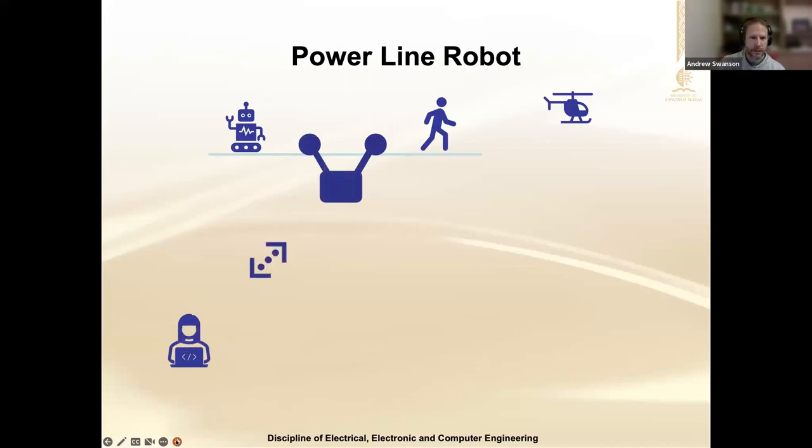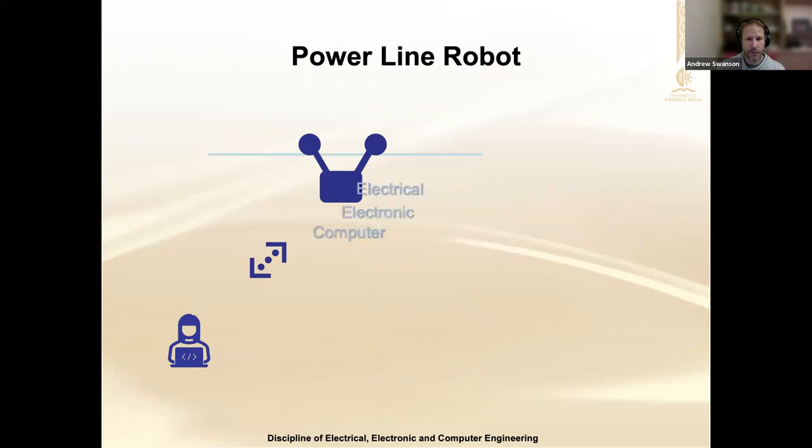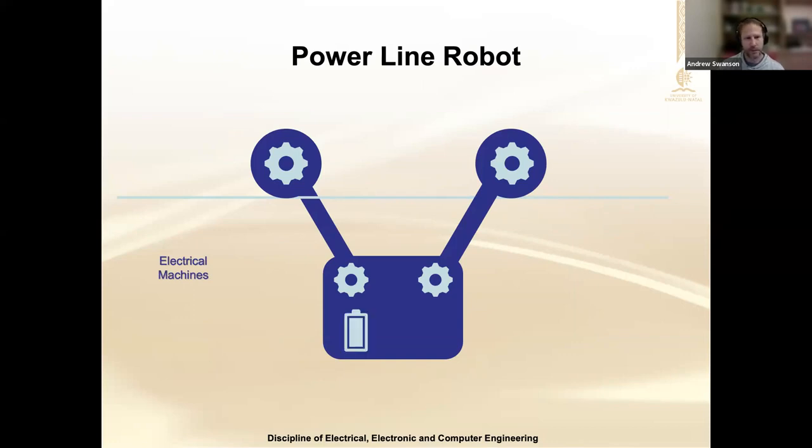It communicates to our operator at ground level using some sort of connection. Right, and electrical, electronic, and computer engineering all fit into this robot. So let's break it down a little bit more. In our robot, it rolls along the lines. It needs electric machines, electric motors to actually move along the line. So that's the first thing. This is electrical engineering. We need electric machines.